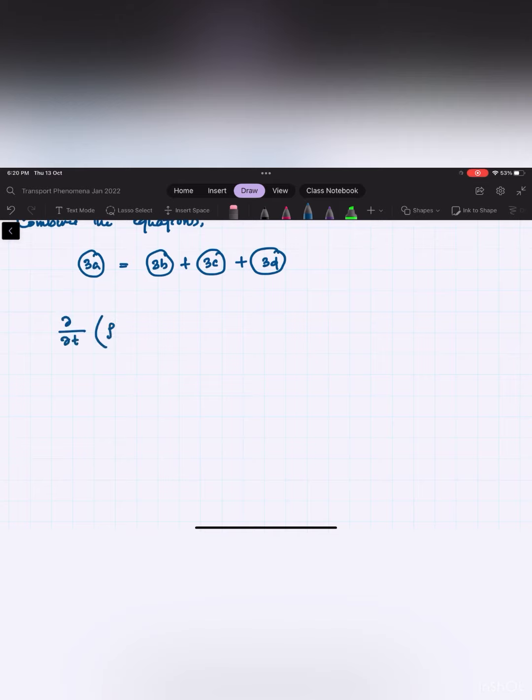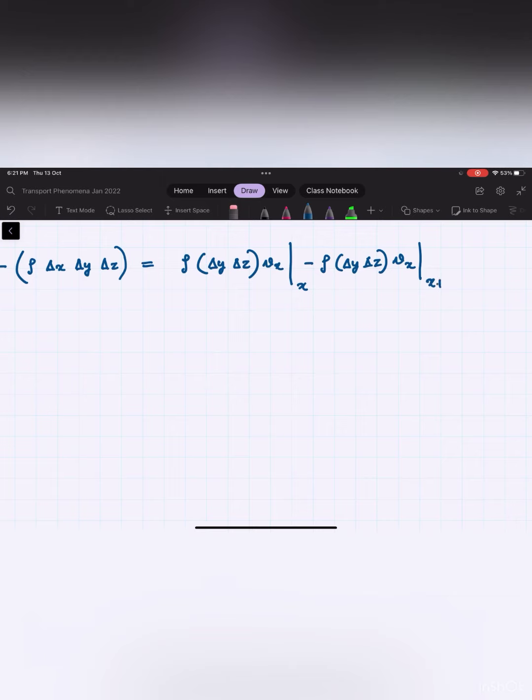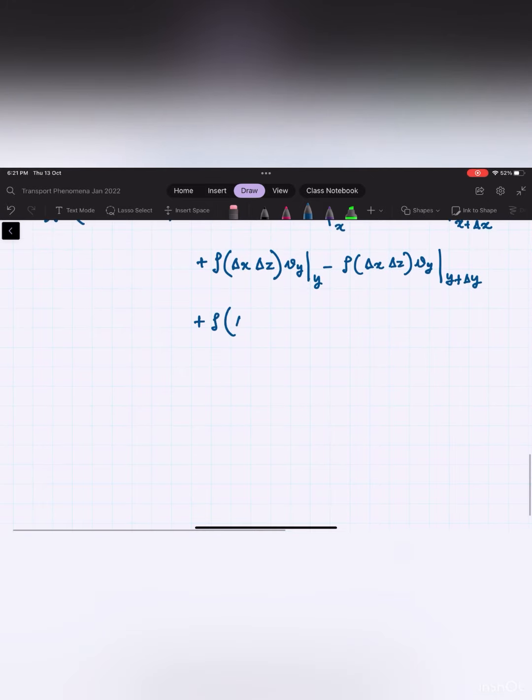dou dot t of rho multiplied by delta x delta y delta z is equal to, we can take equation number 3b, 3c and 3d, which will give us rho multiplied by delta y delta z multiplied by vx at x minus rho multiplied by delta y delta z vx at x plus delta x, plus rho multiplied by delta x delta z multiplied by vy at y minus rho multiplied by delta x delta z multiplied by vy at y plus delta y, plus rho multiplied by delta x delta y vz at z minus rho multiplied by delta x delta y vz at z plus delta z. Let us number this equation as equation number 4.